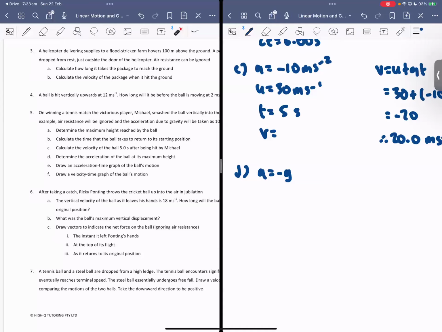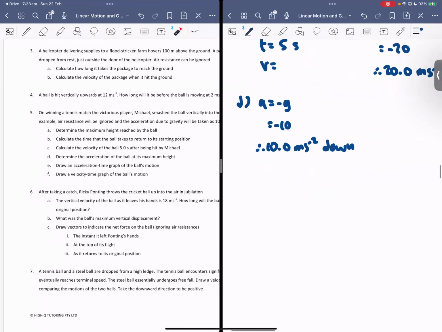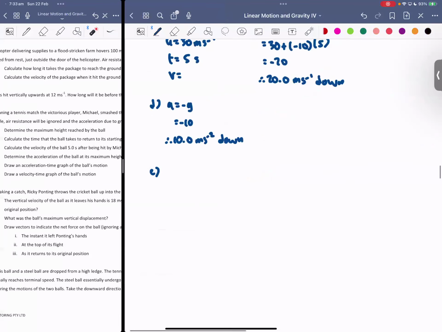Think about it. Gravity doesn't stop for a little bit. Gravity is always acting on it. There always is a negative 9.8 acceleration. The velocity is 0 at the top, but the acceleration is never 0. So the answer is negative 10, which means 10.0 meters per second squared downwards. Draw an acceleration versus time graph. Oscar, what will my graph look like?